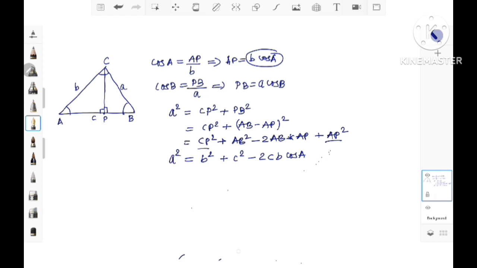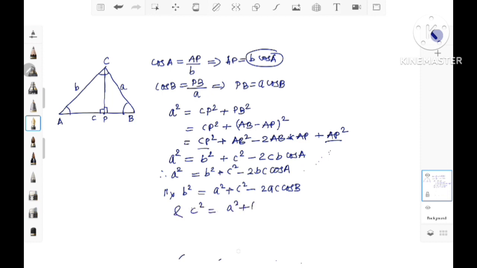Now let us arrange terms in proper sequence. Therefore a square is equal to b square plus c square minus 2bc cos A. Similarly, we can write b square is equal to a square plus c square minus 2ac cos B, and c square is equal to a square plus b square minus 2ab cos C. This is what cosine rule.